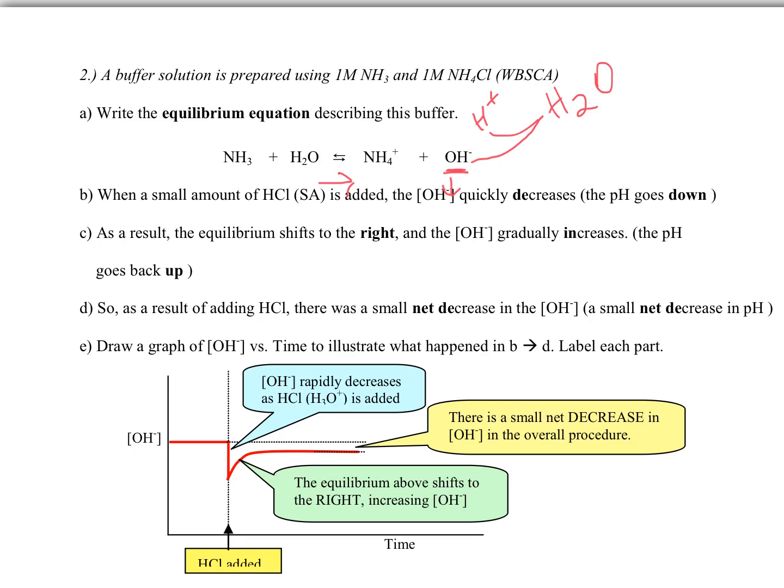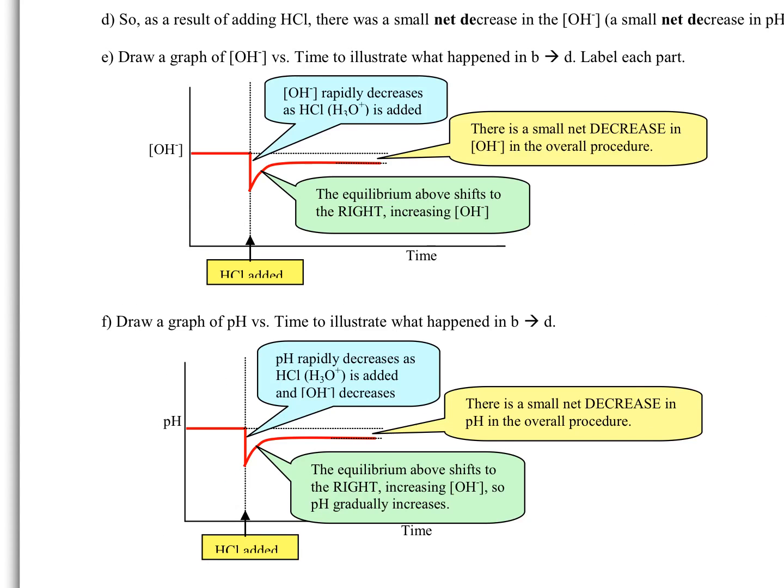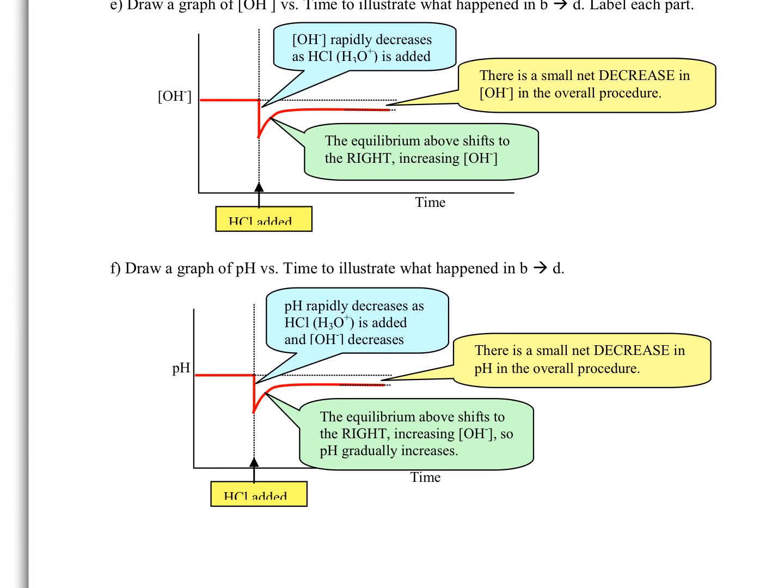So we overall only have a small decrease in the concentration of OH-, and therefore overall a small decrease in the overall pH change. If you were to draw a graph of pH versus time, it would look the exact same. pH and OH- concentration, after all, are directly related, using a negative log of the hydroxide concentration and comparing that using the number 14, because the pH plus the pOH would equal 14 at 25 degrees Celsius.